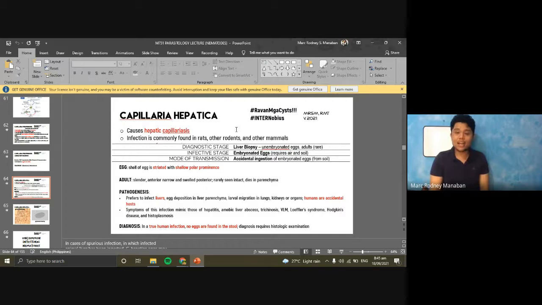Infective stage are still embryonated eggs, but the mode of transmission this time is different. Humans acquire the infection accidentally from the soil, no? From ingestion of the eggs from the soil. All right? So accidental ra ang humans. All right. Now the egg, quite similar with your Capillaria filipinensis na appearance, ang young egg. Adult is also slender, rarely seen intact, and inside the liver, the larva or the adult dies.